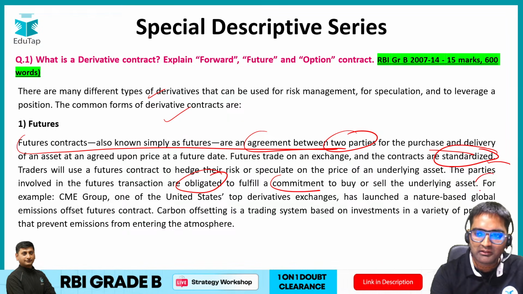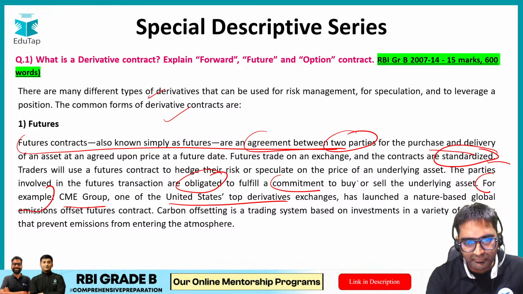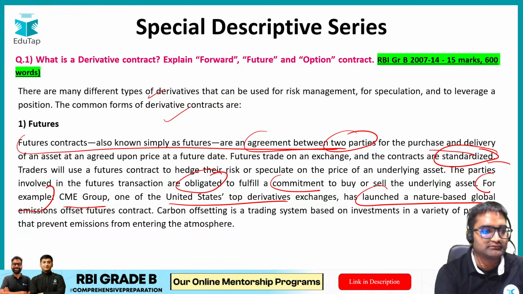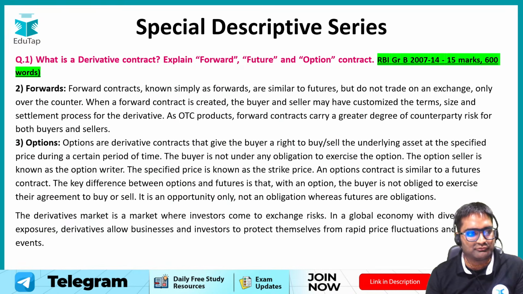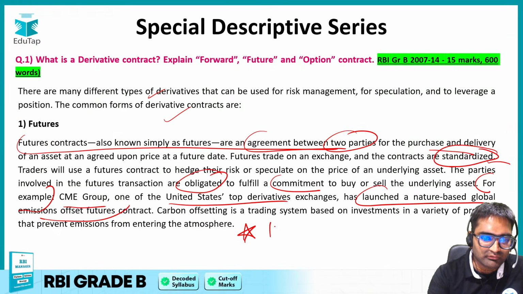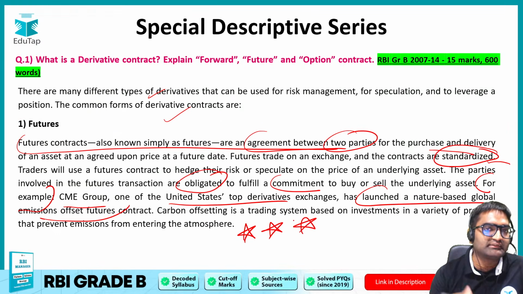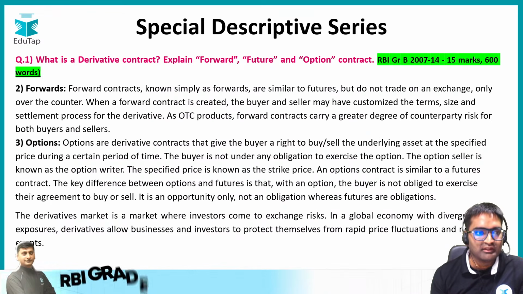You can also give an example like I have given over here. CME Group of the United States, one of the top derivative exchanges, has launched a nature-based global emissions offset futures contract. You can mention some examples also. You may get extra marks for mentioning some examples, so you can just keep adding those examples from the current affairs.